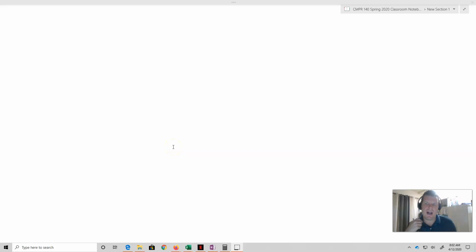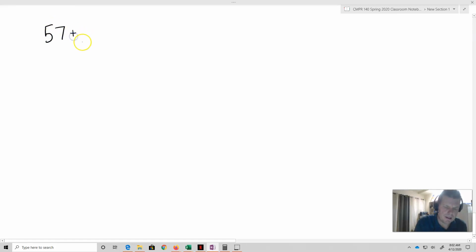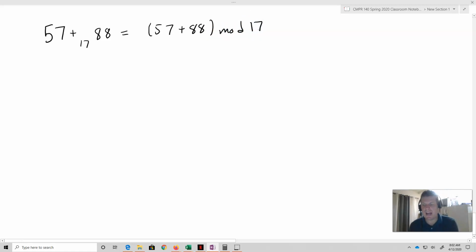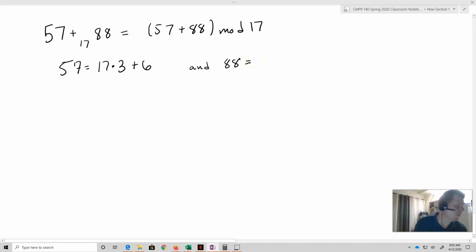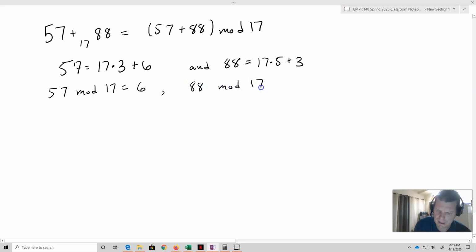So let's take a look at some examples in order to show how this works. All right, so let's consider that we want to take 57 plus 88, and we'll do it mod 17. So the first thing that I want to do is figure out what 57 and 88 are in mod 17. So 57 is going to equal 17 times 3 plus 6, and 88 is going to equal 17 times 5 plus 3. So 57 mod 17 is equal to 6, and 88 mod 17 is equal to 3.